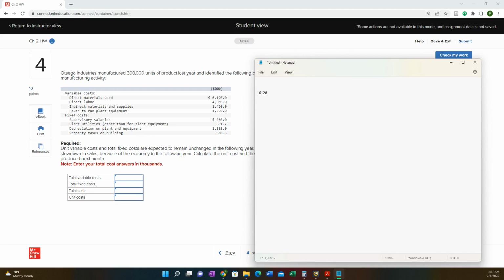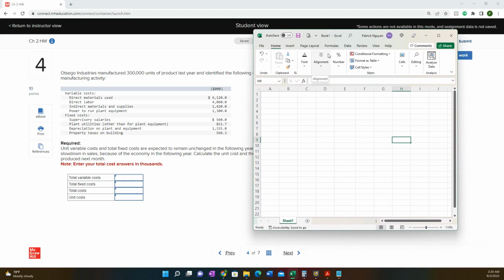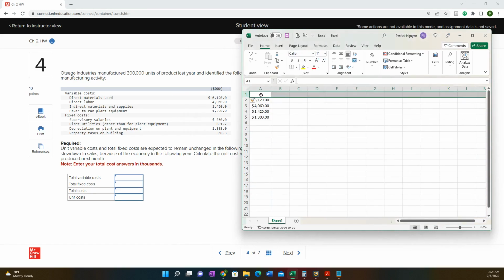I'm going to divide that by 300 units. Since we're dropping off the 3 zeros on the costs, I'm also going to drop off the 3 zeros from the number of units. I think the easiest way to work a problem like this is using Excel. So I'm going to enter these numbers into Excel: 6120, 4060, 1420, and 1300. So these are the total variable costs incurred based on 300,000 units. So we need to figure out the cost per unit.